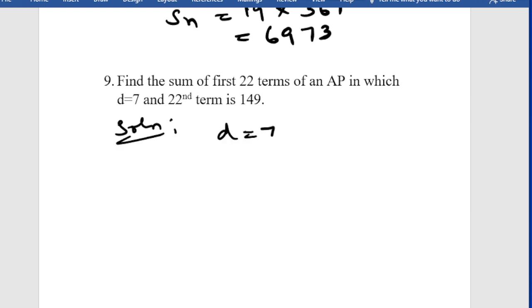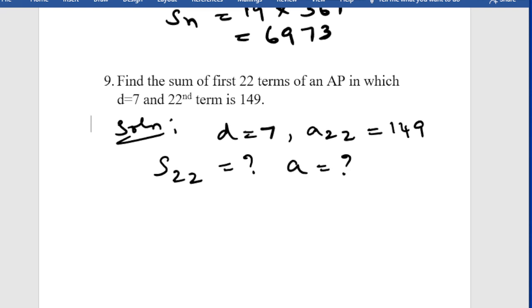Now to solve this problem, what is given? D is given. D is 7 and the 22nd term is 149. The first term is not mentioned, so we have to find the first term. We have to find the sum of first 22 terms, that is S22. So first we will find what is A. Okay. Now how to find what is A?